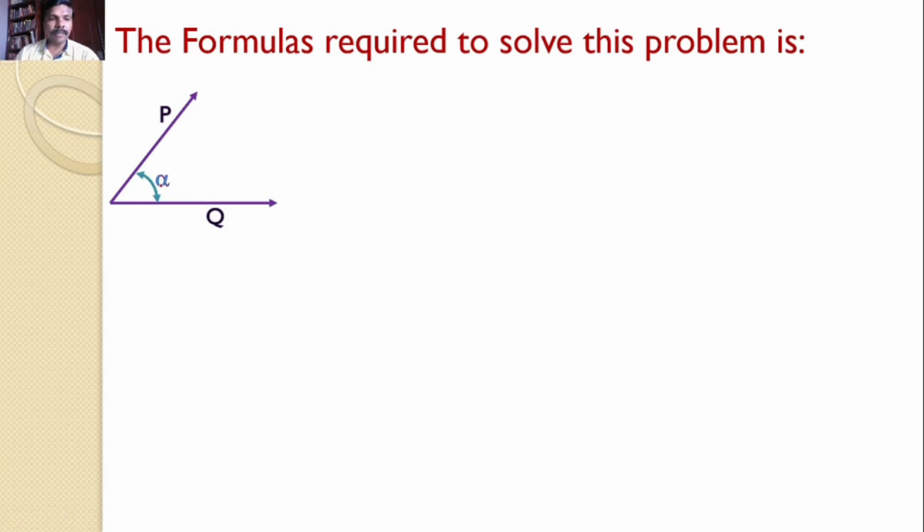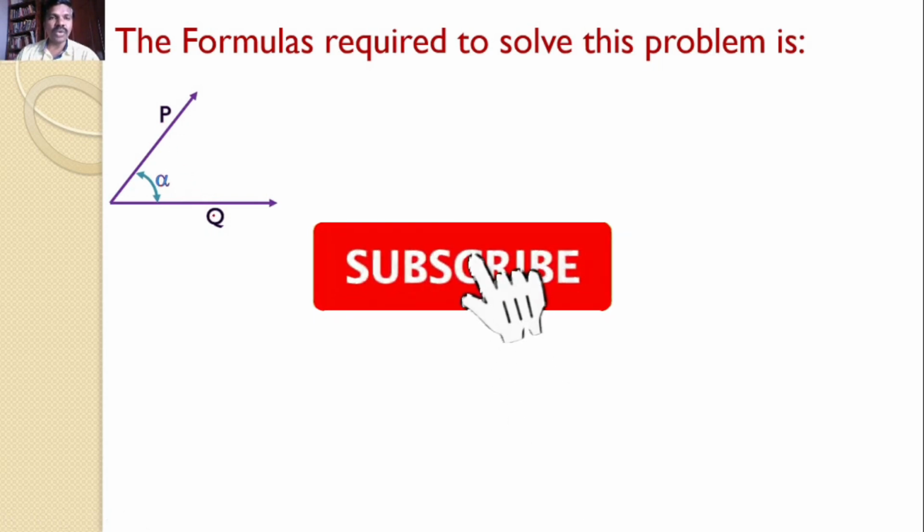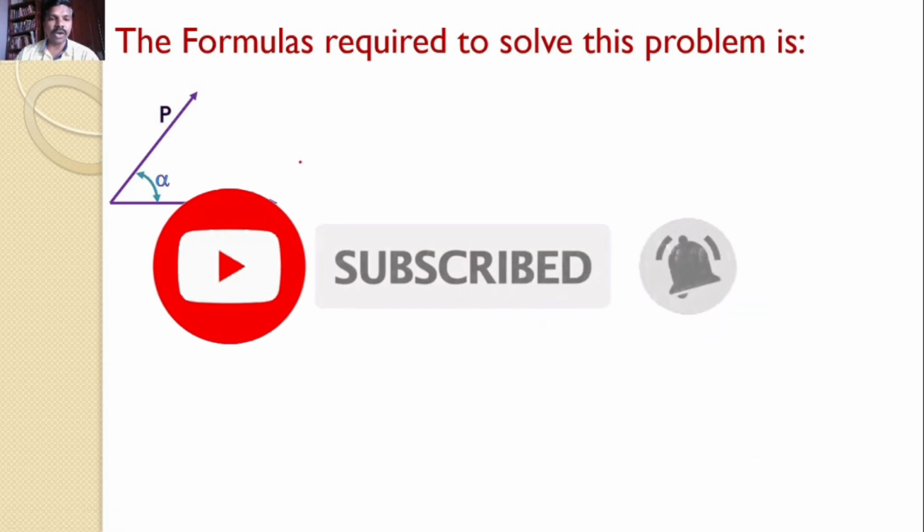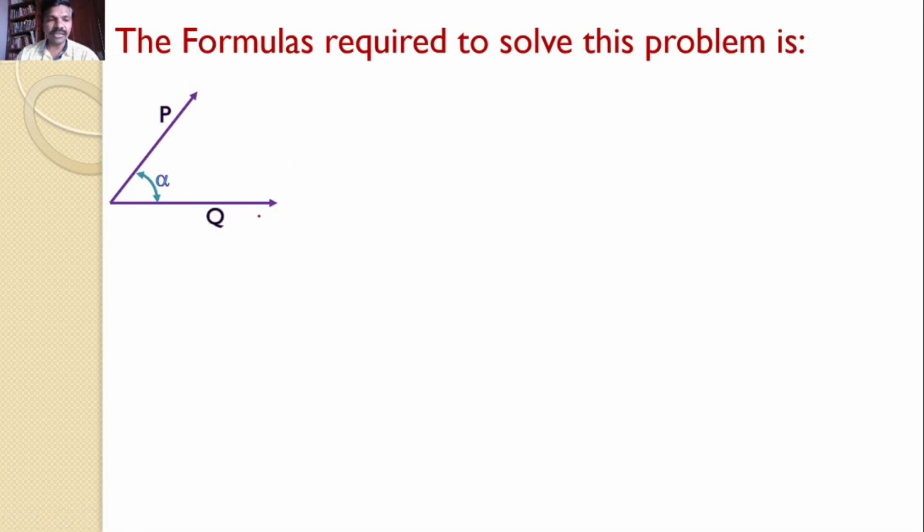Construct a parallelogram by considering that P and Q are the two adjacent sides of a parallelogram. How can it be done? By drawing a line parallel to P from Q and by drawing another line parallel to Q from P, it forms a parallelogram. In this parallelogram, the major diagonal R becomes the resultant force.